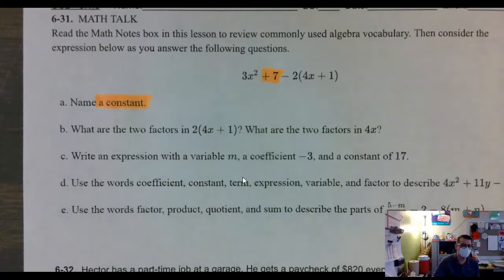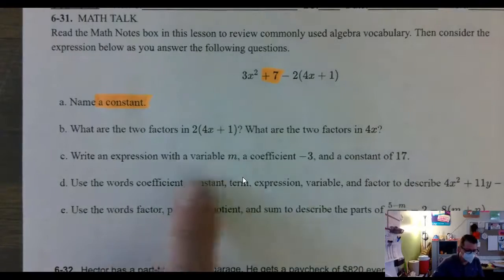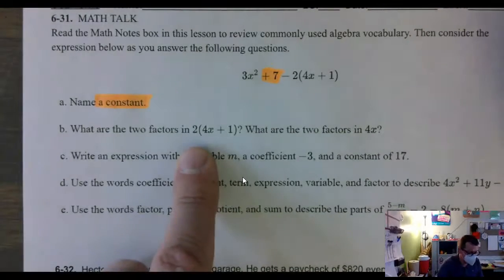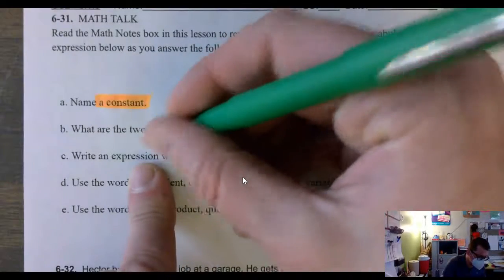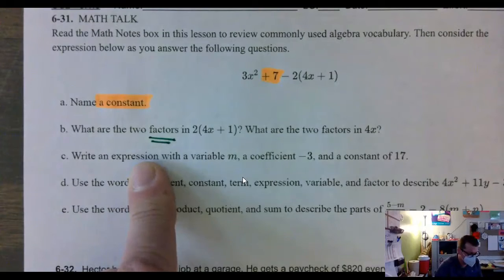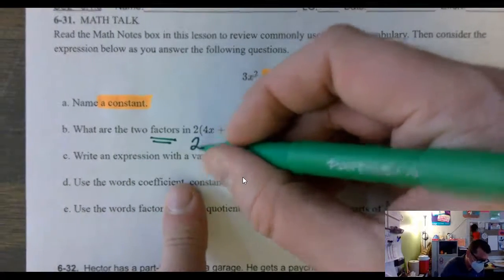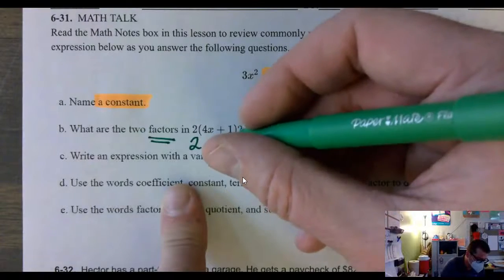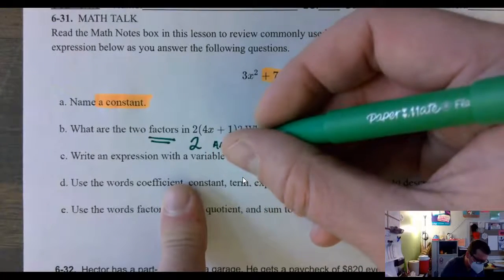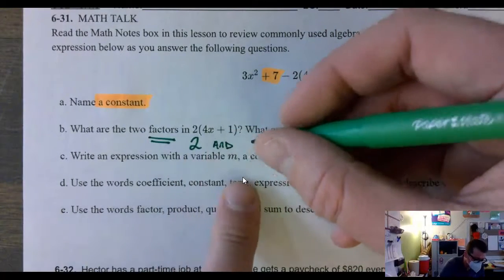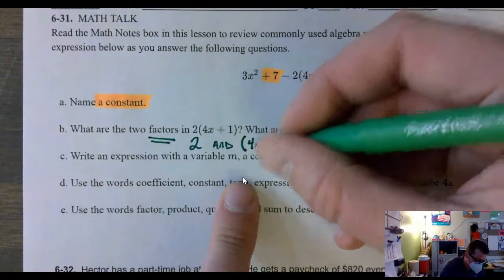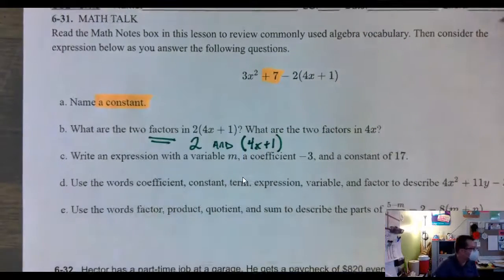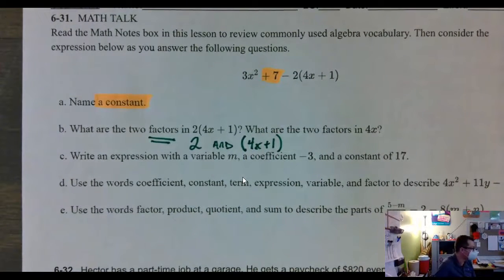In part B, this is where people got confused. Because I talked with a couple people about this last week. The two factors are the two things being multiplied. So it's 2 is one of the factors, and the other factor is 4x plus 1. Because it's the things being multiplied.